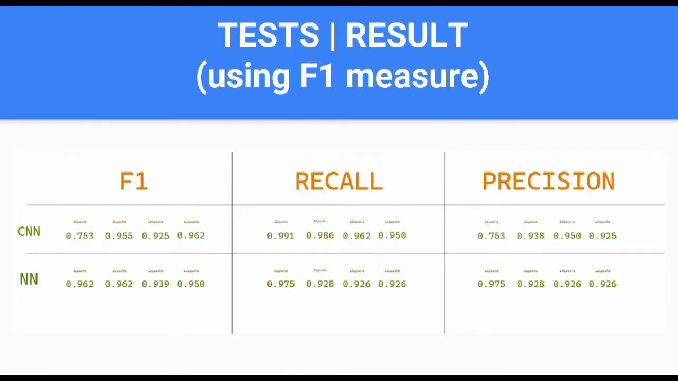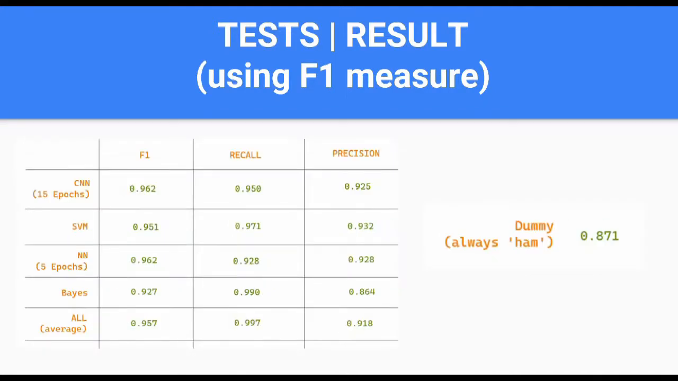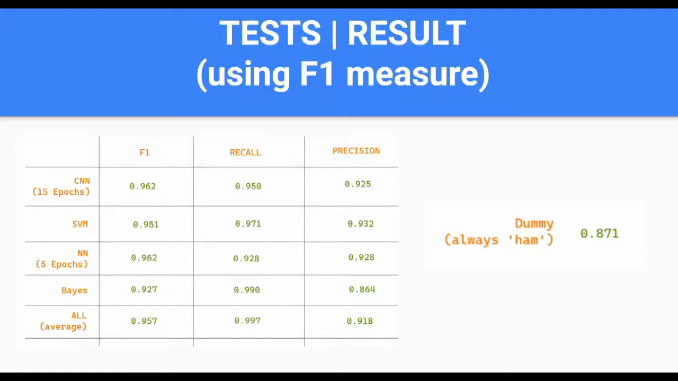This slide displays the results of the test of the two neural networks using the F1 measure. And here you can see the results of tests using the F1 measure for all used algorithms. The dummy algorithm that always returns ham for every message was also tested.